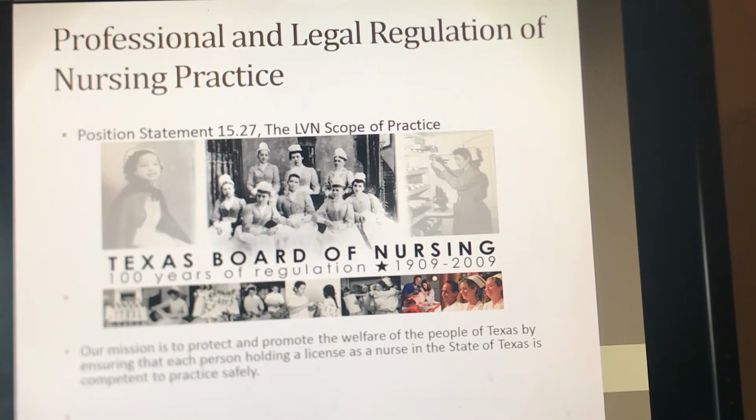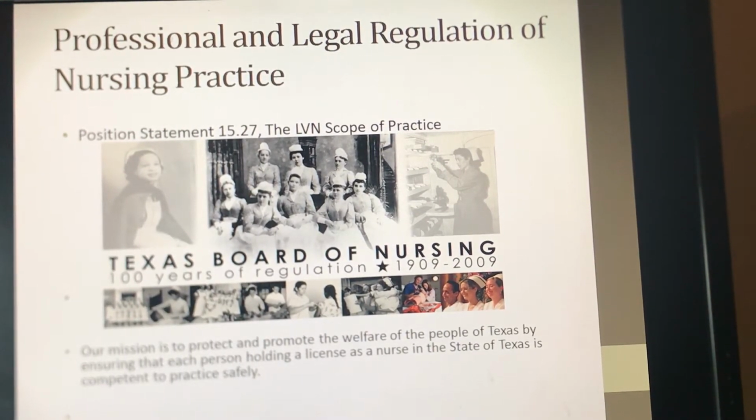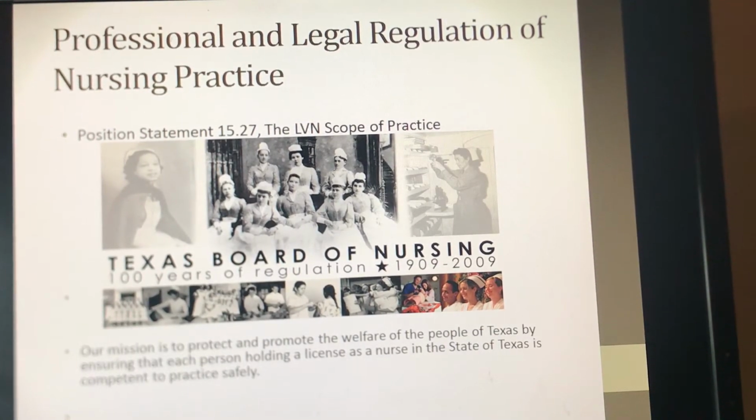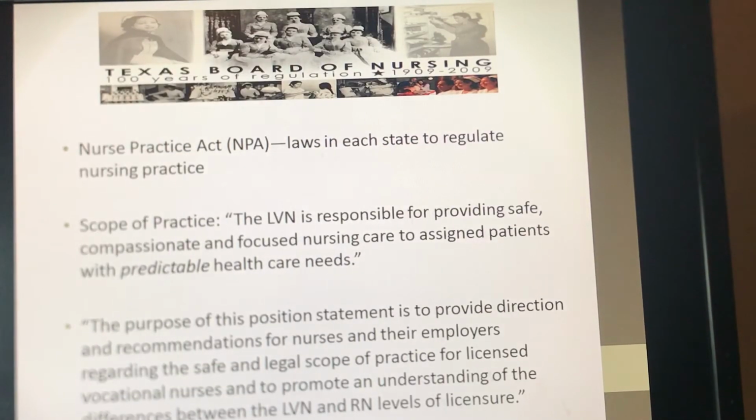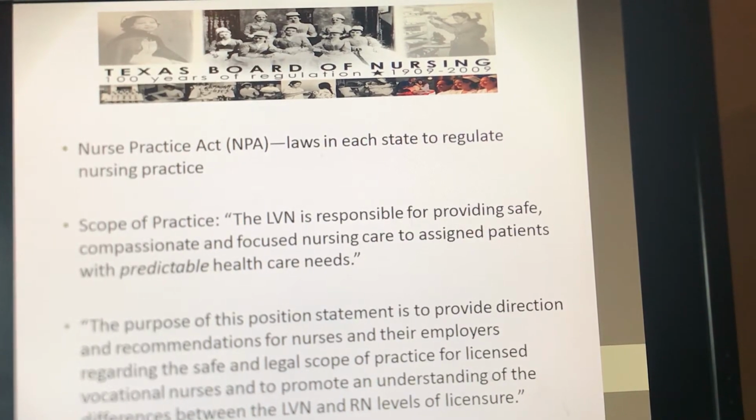The Texas Board of Nursing is there to protect and promote the welfare of the people. It's not there so much to protect and promote the welfare of the nurses. It's to hold nurses accountable for the education, licensure, and continuing education credits that you're supposed to have once you have that license. We're not just a career, we are a profession, so we must practice competently and safely for the good of the people.